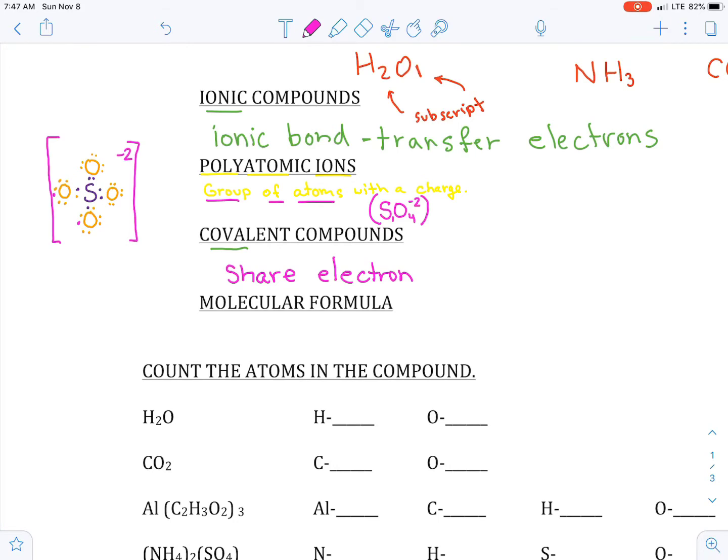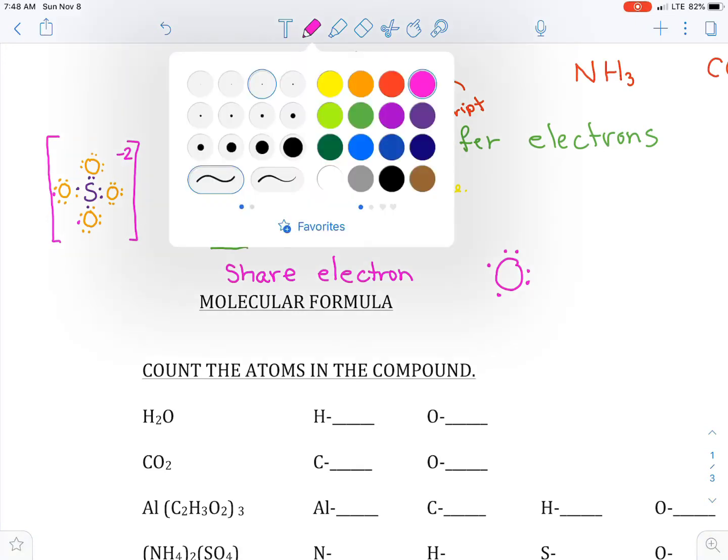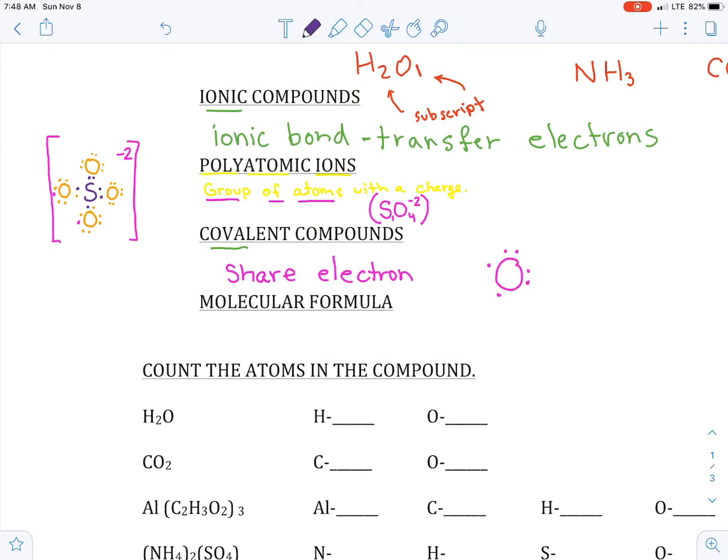Let's do water. Okay, remember it was H2O, so we have an O. O has 6 dots, so I just looked on that table to find those dots. Remember that? And then H, each have 1 dot. Well, look here. It's going to fill in those spaces.